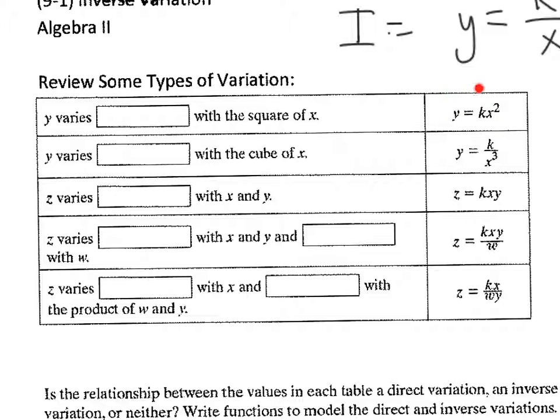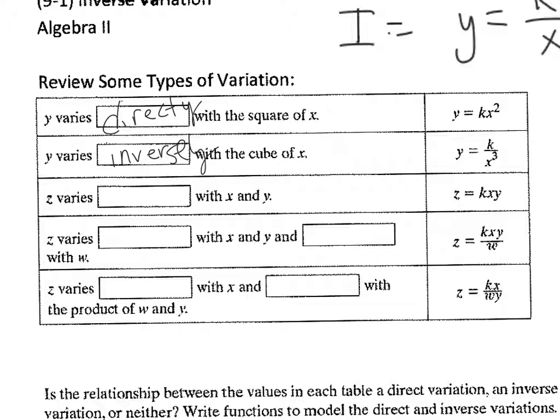So if you have y equals kx squared, this means y varies directly, because the x is on the top, with the square of x. The second one, you have x cubed on the bottom. So this means that y varies inversely with the cube of x.